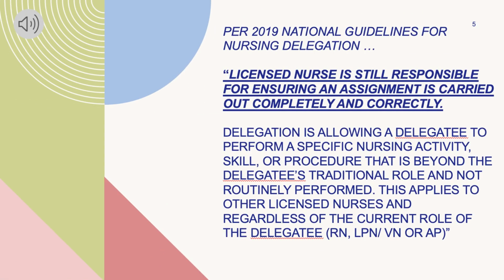Per the 2019 National Guidelines for Nursing Delegation, a licensed nurse is still responsible for ensuring an assignment is carried out completely and correctly. So we're not just letting go of responsibility once we transfer a task. Once the 5 rights of delegation are met, per the nurse's discretion, the RN is basically transferring responsibility of the performance of the task but still has the professional accountability for the care of the patient, according to the American Nurses Association, of course.